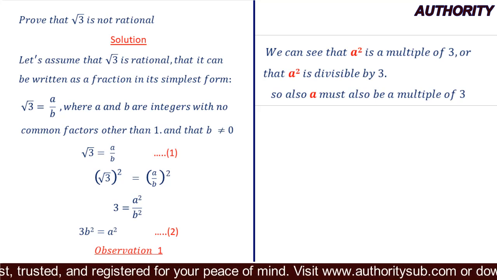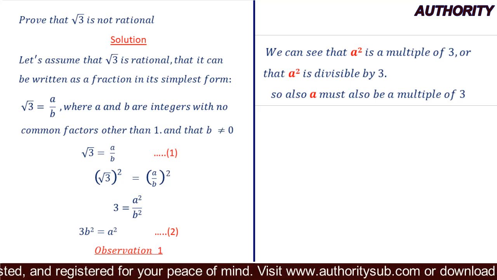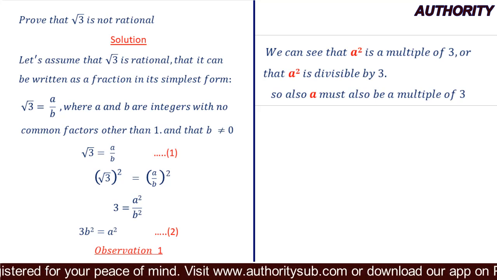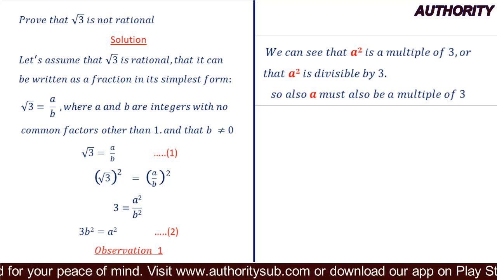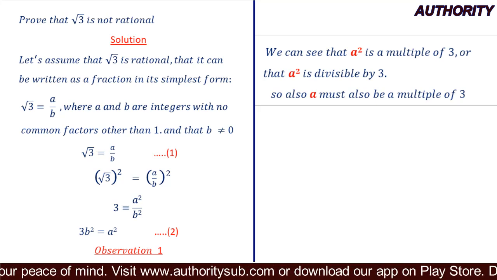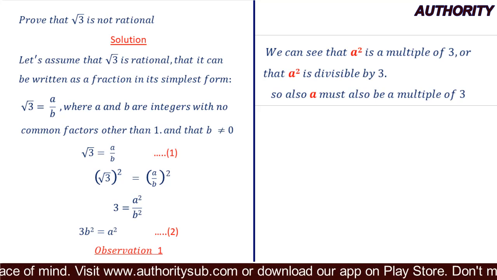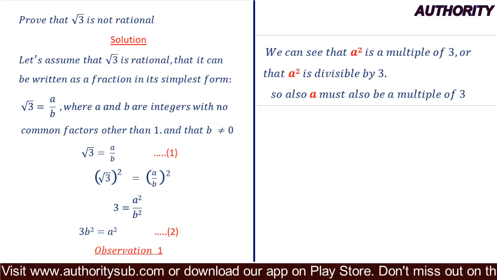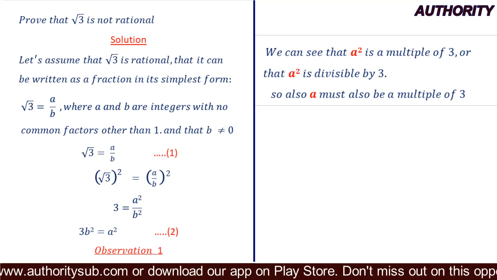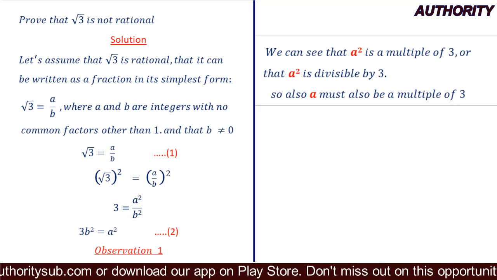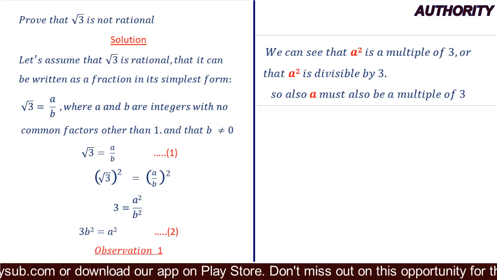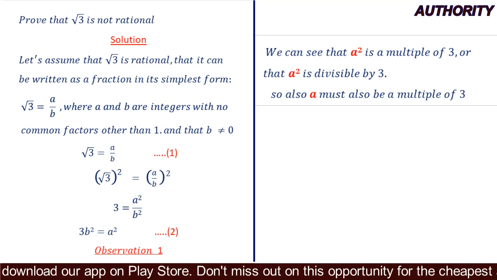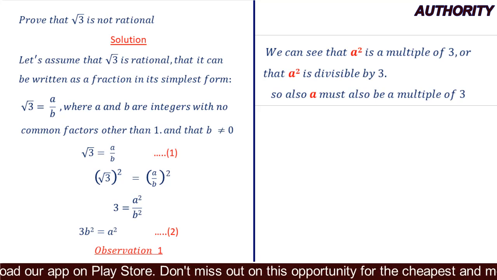The first observation, we say that a squared is a multiple of 3, or that a squared is divisible by 3. You see what I just explained using P is equal to 3x. For any value of x, whatever it is, when you multiply by 3, the number must be divisible by 3, and it is also a multiple of 3. Now, if that number is divisible by 3 and a multiple of 3, that is to say that the left hand side, which is P, is also a multiple of 3 and divisible by 3.